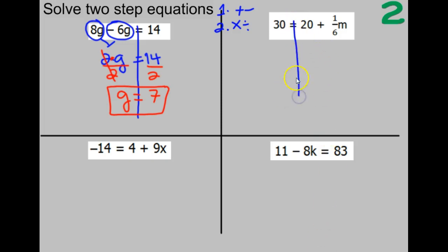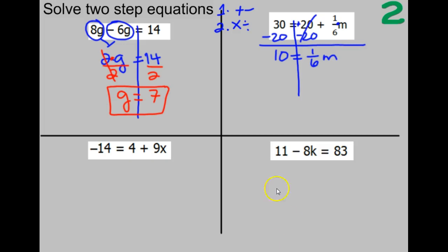Now let's again draw our line down. Like we said here, first getting rid of addition or subtraction. This is really multiplied here, so we can't get rid of that 1/6. We need to get rid of this 20. It's a positive 20, so I'm going to subtract 20 on both sides. Those are gone. 30 minus 20 is 10, and we have 1/6 m.